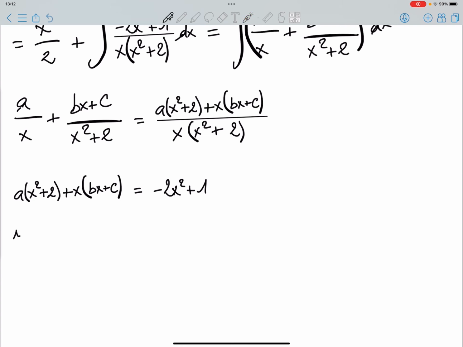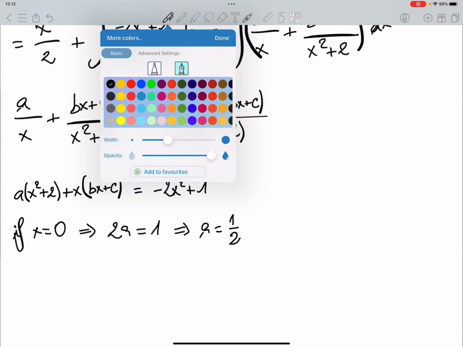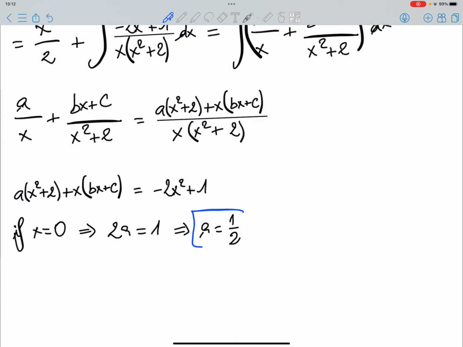So if x is equal to 0, then we have 2a equal to 1, which implies that a is equal to 1/2. So here we know that a is going to be equal to 1/2. Now we need to find b and c.